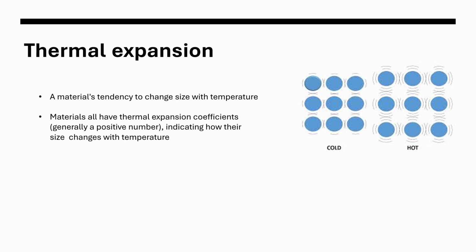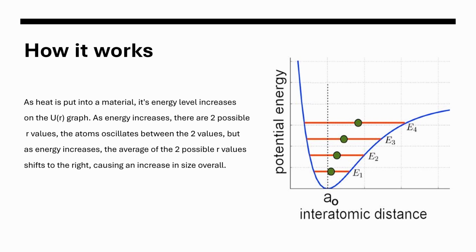How it works. As heat is put into a material, its energy level increases on the potential energy graph. As energy increases, there are two possible R values. The atoms oscillate between the two values, but as energy increases, the average of the two possible R values shifts to the right, causing an increase in size overall.